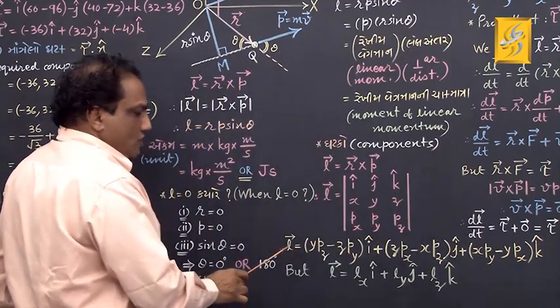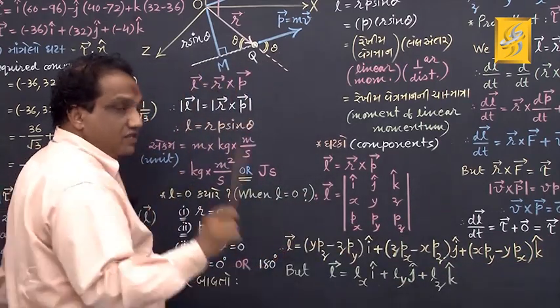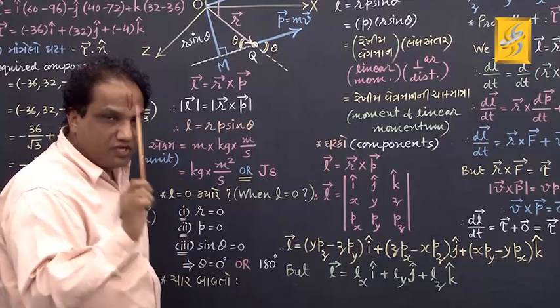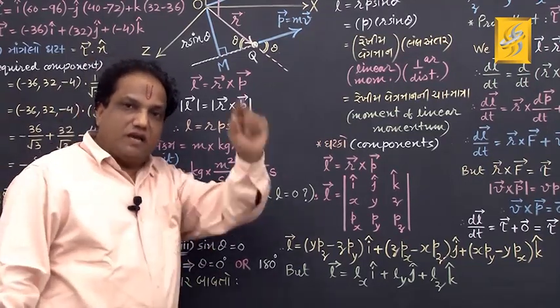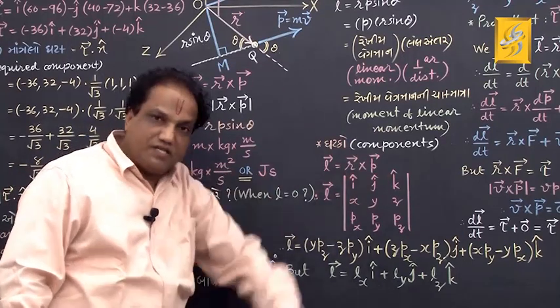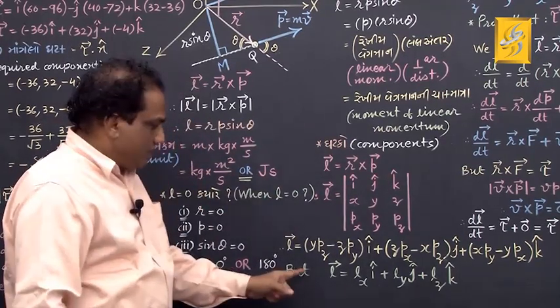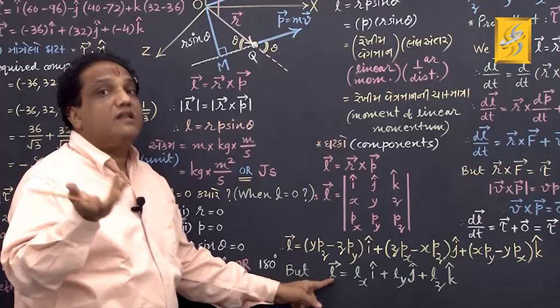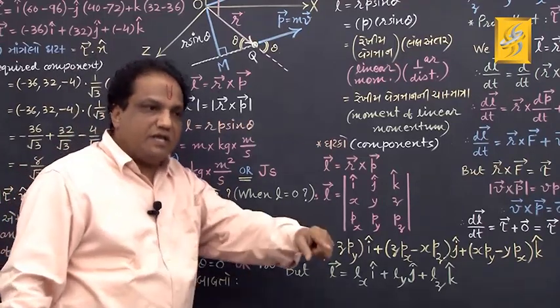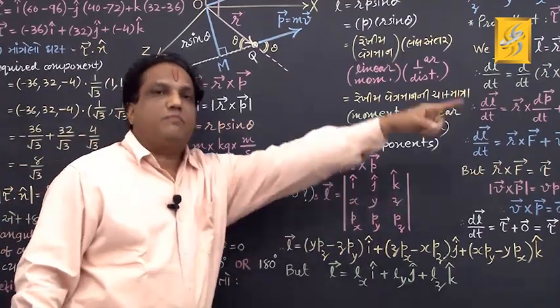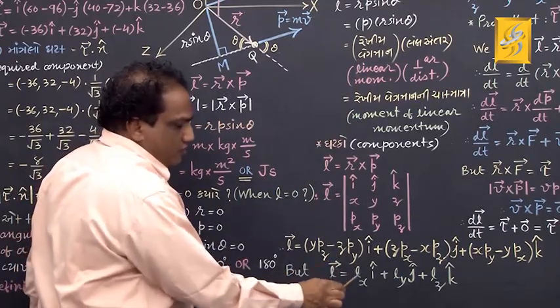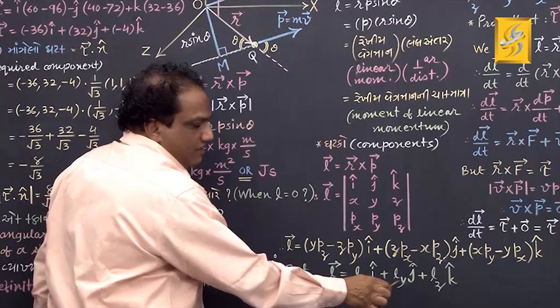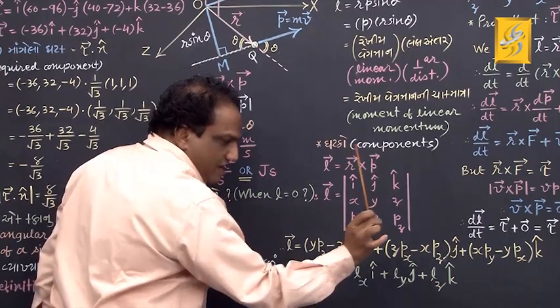And now you know the representation of a vector in 3 dimensions which you have studied in semester 1. What was vector capital A? It was Ax i hat plus Ay j hat plus Az k hat. Similarly, vector L is Lx i hat plus Ly j hat plus Lz k hat.